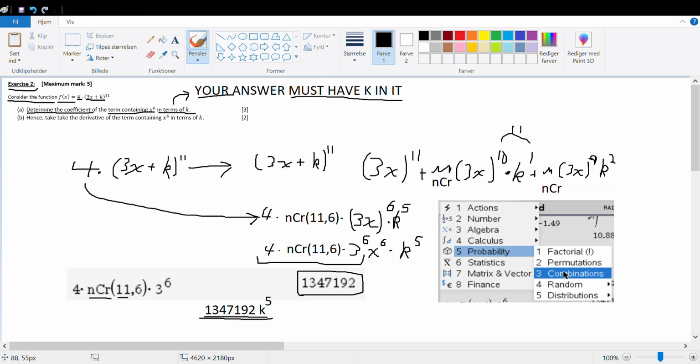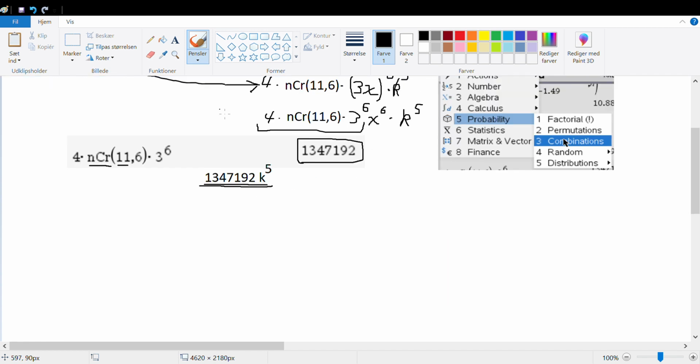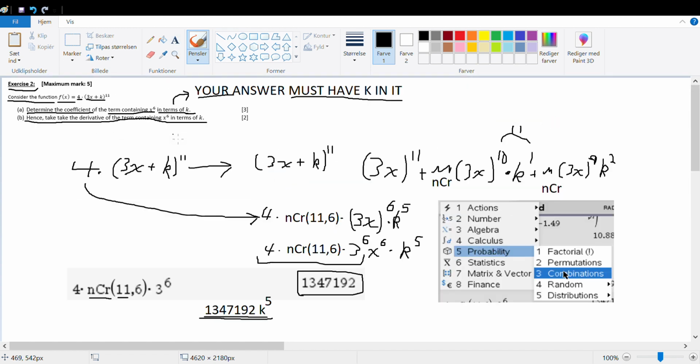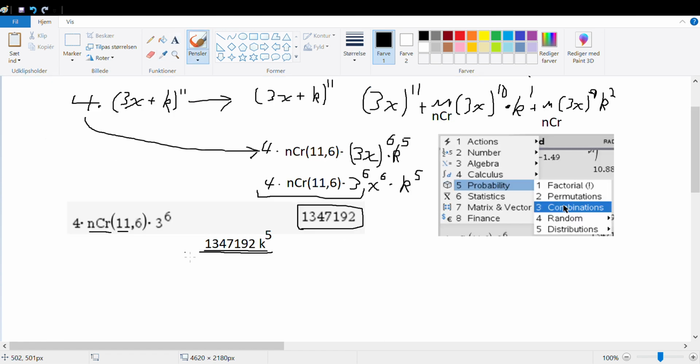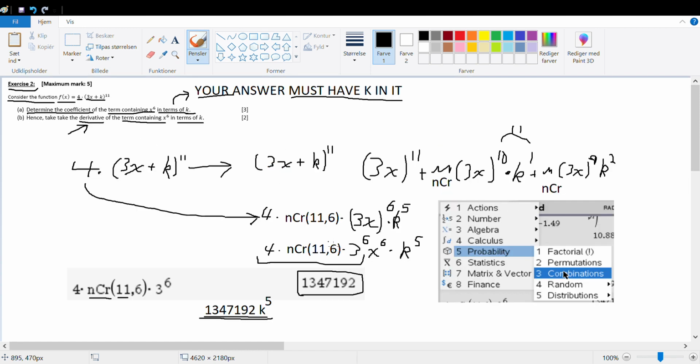The next question. Hence, take the derivative of the term containing x to the 6th in terms of k. Okay, well, here's the thing. We pay attention to the word derivative. We pay attention to term containing x to the 6th, and then we see in terms of k. Now, when it says take the derivative, it's usually implicit that it means with respect to x. So you pay attention to the x, and you take the derivative as though the x appeared in some function.